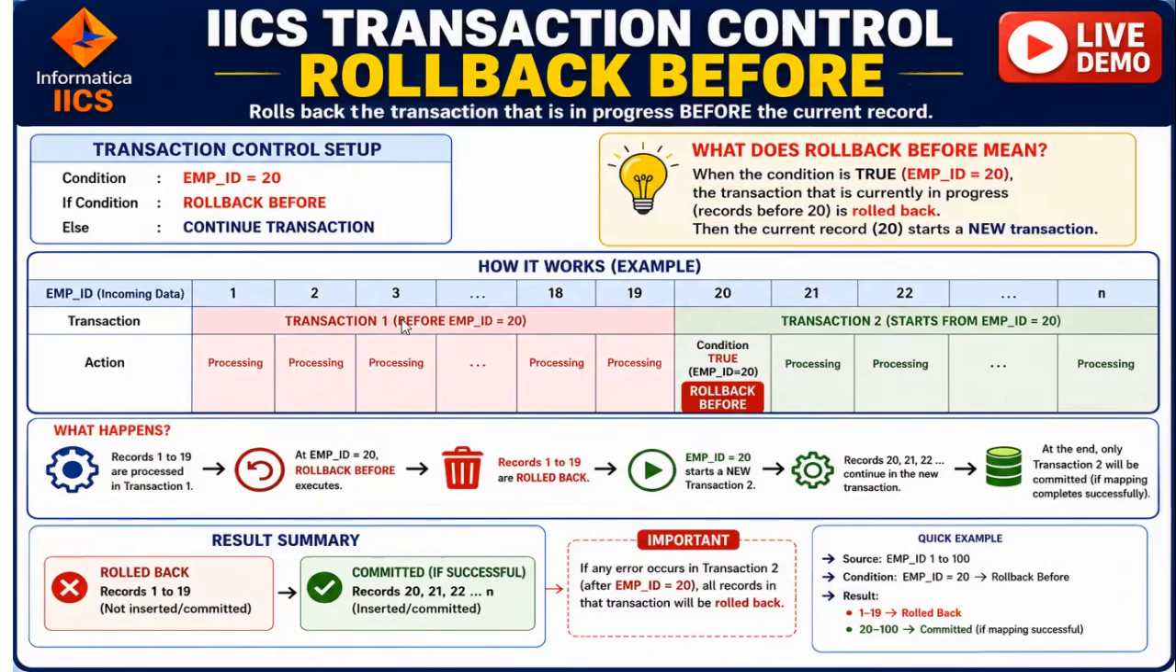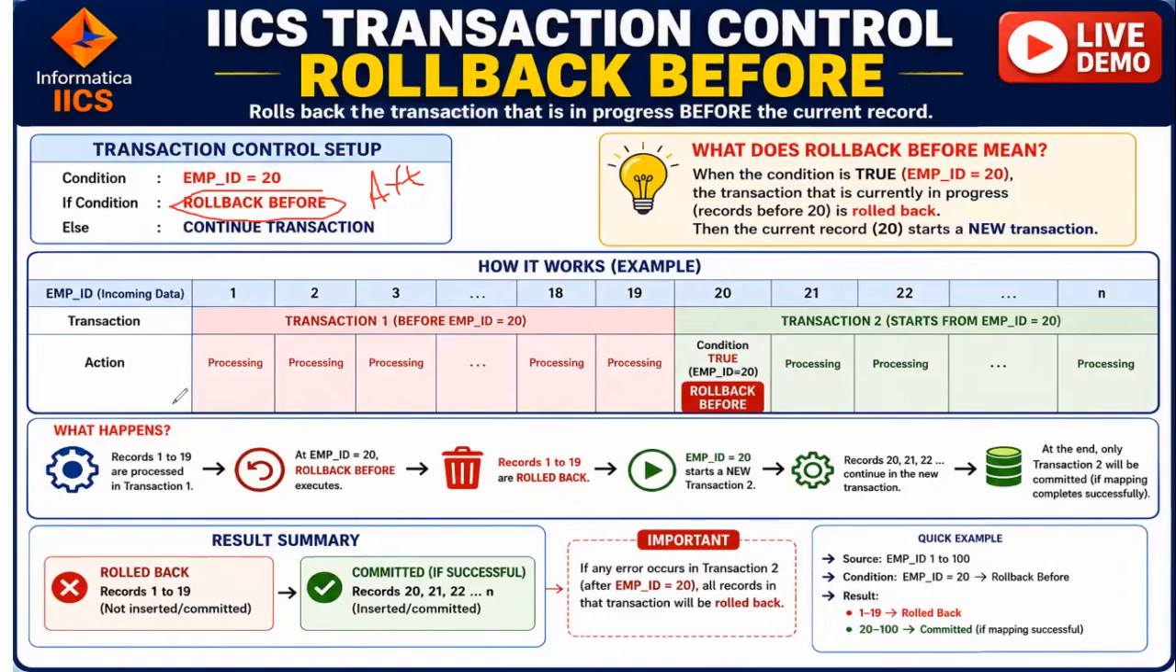A slightly different case will happen for the rollback after. Now, we have kept the same condition, but instead of rollback before, we give rollback after. Which records will get discarded and which records will get processed? If you give employee ID 20, in the case of rollback after, all the records from employee ID 1 to employee ID 20 will get rolled back, because of how rollback after works.